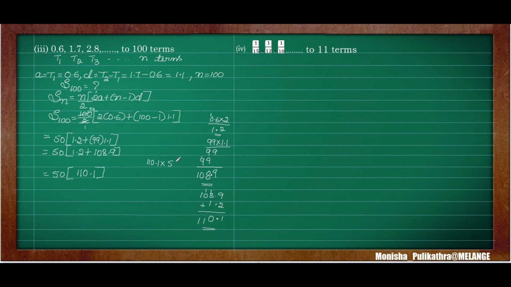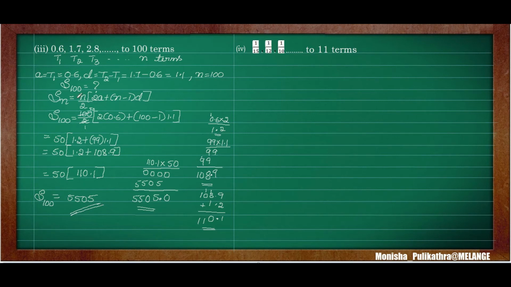110.1 into 50. So first here 0, so retain 4 zeros. Next 5 ones are 5, 5 into 0 is 0, 5 ones are 5 and 5 ones are 5. So here 0, 5, 0, 5 and 5. After one digit there is a point, so after one digit you put a point here. So the answer for the sum of 100 terms is 5505. So this is the answer for S100.